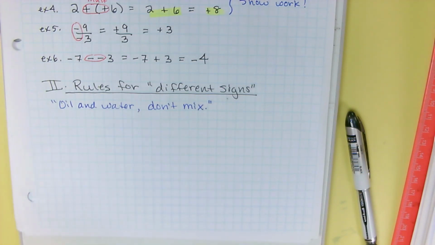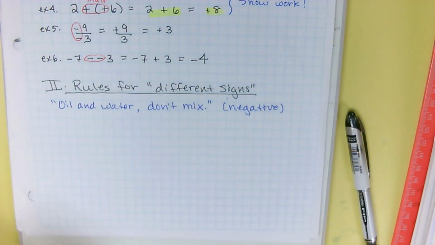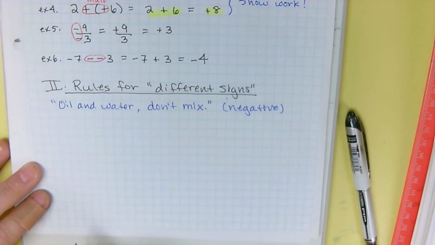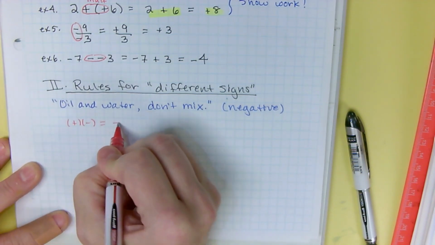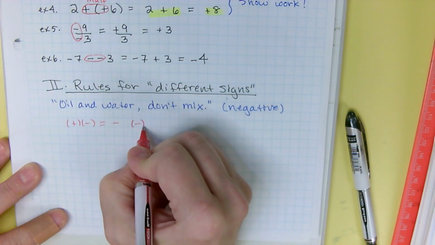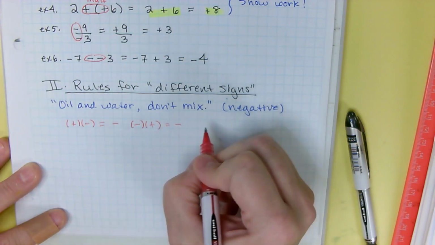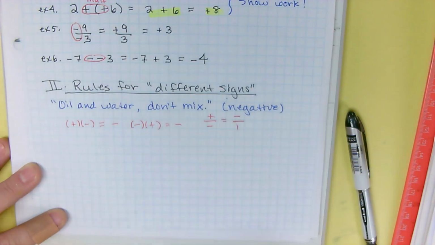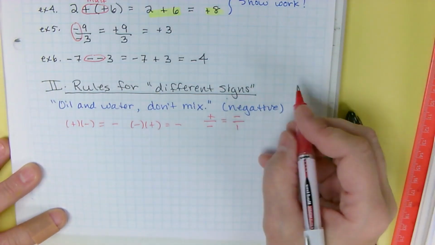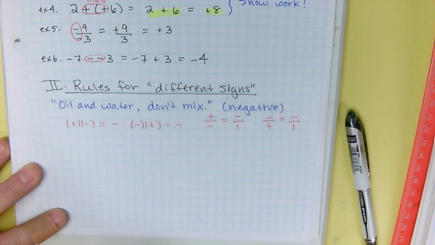So oil and water, when 2 things are very different, they don't mix. And that's always a negative thing because they don't get along. So your rules for multiplying and dividing with different signs are negative. They don't belong. Oil and water. So a positive times a negative is a negative. A negative times a positive is also a negative. And then to do division, a positive divided by a negative gives you a negative on top over 1. And a negative divided by a positive gives you a negative on top over 1.